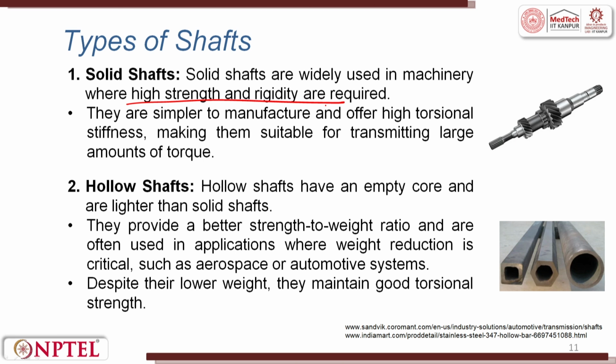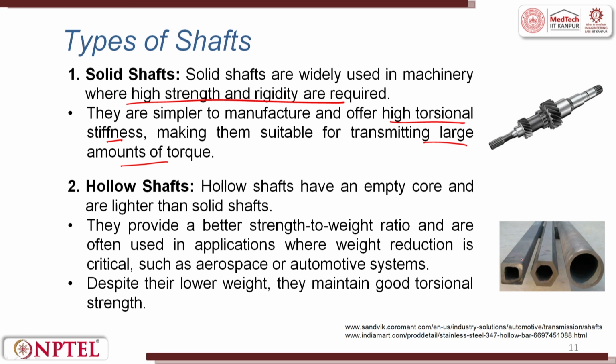Like we talked about the rigid coupling, solid shafts are used where high strength is required. They are simpler to manufacture and offer high torsional stiffness, making them suitable for transmitting large amounts of torque. Because these shafts have no joints, they do not have any angles between them in general. So these are straight rods which are developed for rotational motion. They are solid and can transmit power with high strength and rigidity.